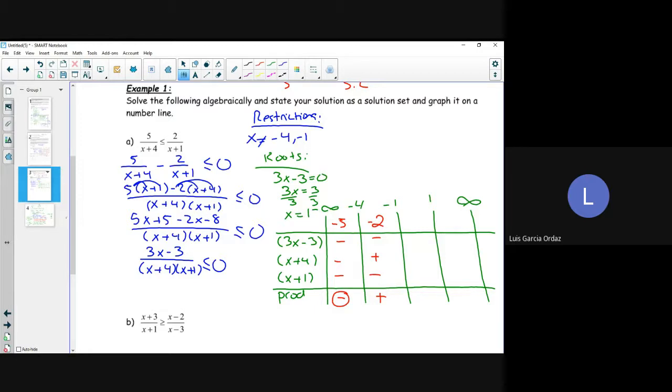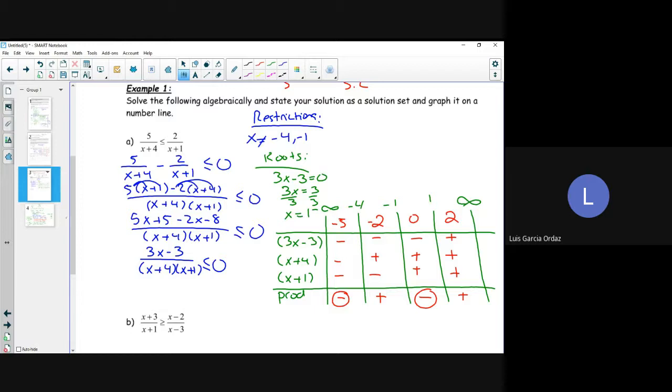What's the only number between negative 1 and 1? For the next one, we're going to sub in 0. So we get negative, positive, positive, but that just gives us back a negative. And somebody give me a number bigger than 1. We're going to use 2. So we get a positive when you sub it into 3x minus 3, a positive when you sub it into x plus 4, and another positive when you sub it into x plus 1. And that gives us positive.